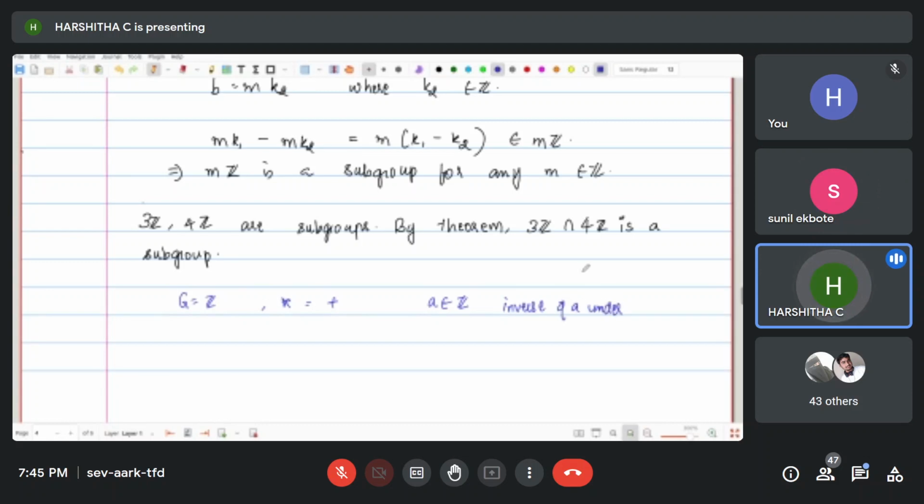So when we say inverse, it is a notation that we use with respect to the operation in the group. So you always have to see what the inverse is with respect to the operation.